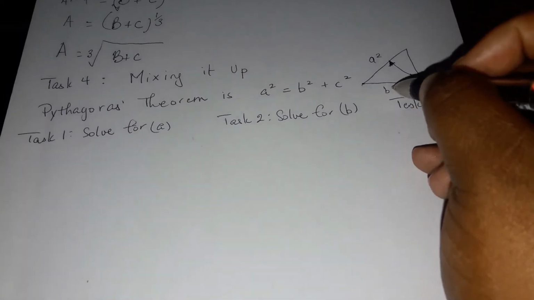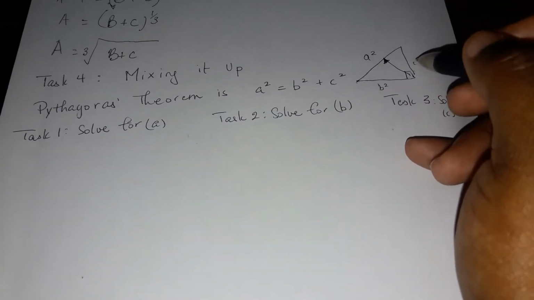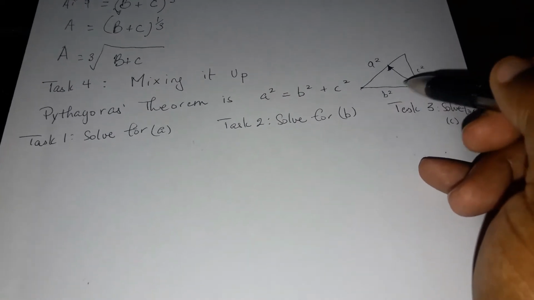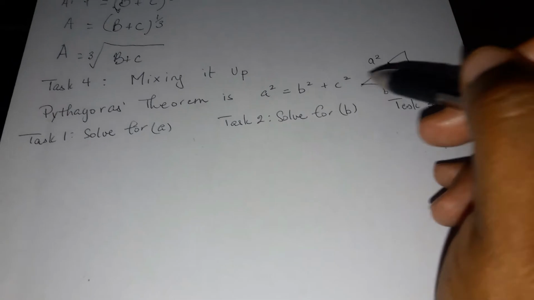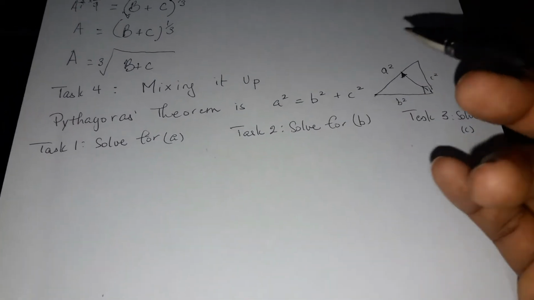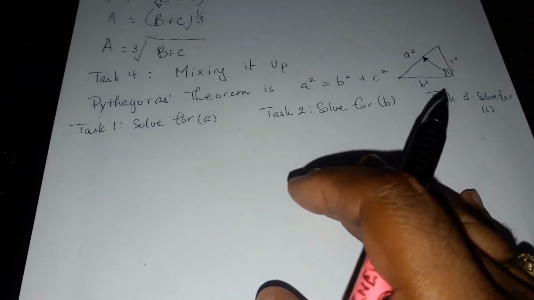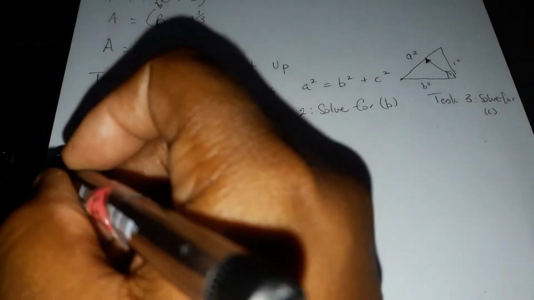B and c, this doesn't have to be b, this doesn't have to be c. It could be c and b, it doesn't matter, but they represent any other leg other than the hypotenuse. So task 1 is to solve for a.